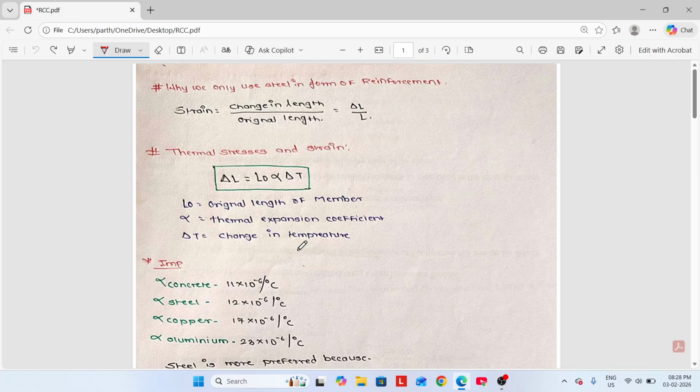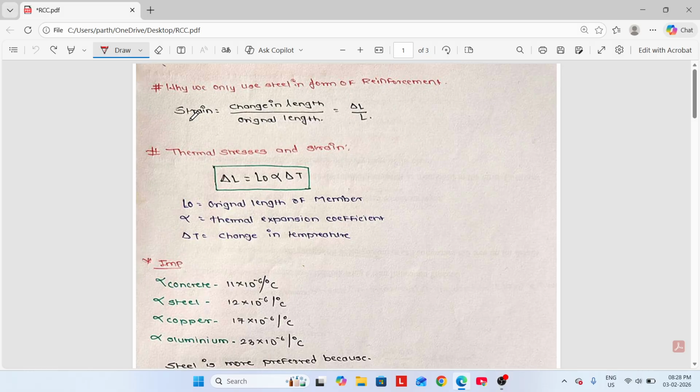Today we are starting the new subject, which is RCC, Reinforced Cement Concrete. In this video, we will discuss the basic terms regarding the subject. Starting from the basics, the first question is why we only use steel in the form of reinforcement.